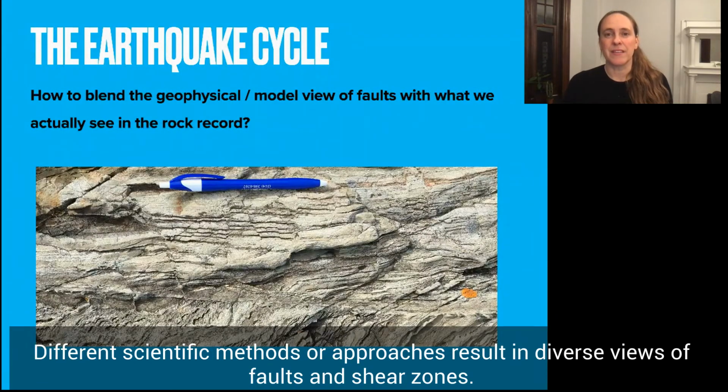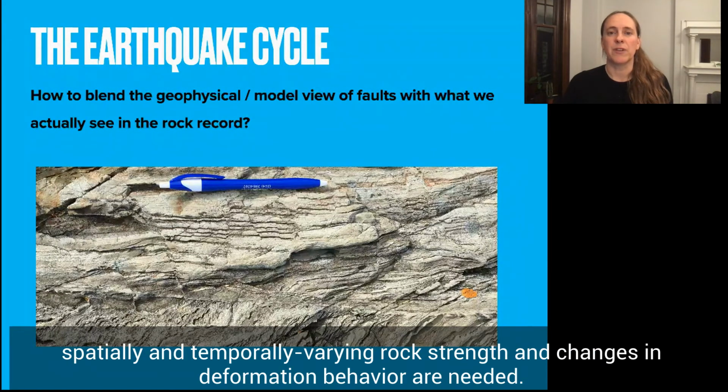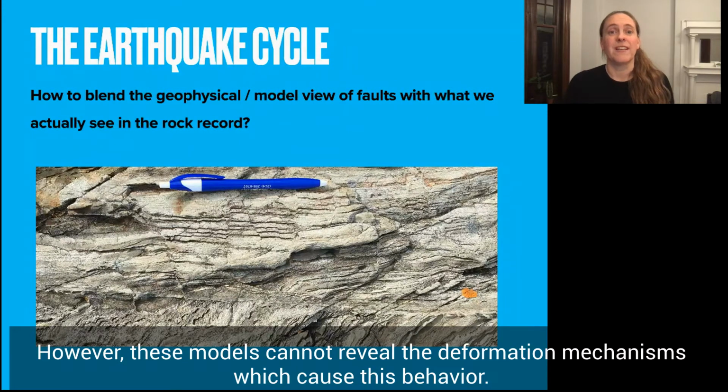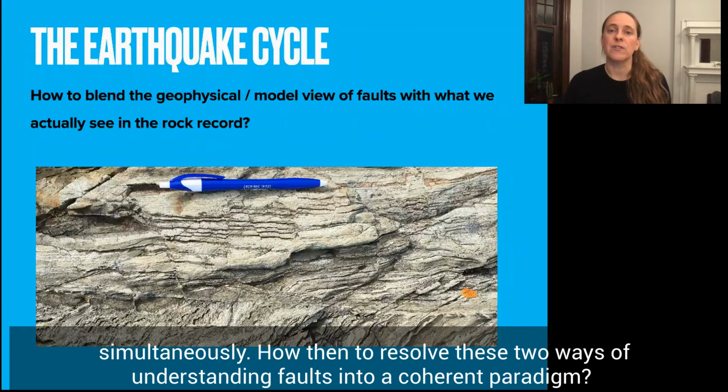Different scientific methods or approaches result in diverse views of faults and shear zones. To reproduce observed fault motions and generate the earthquake cycle in mathematical models, spatially and temporally varying rock strength and changes in deformation behavior are needed. However, these models cannot reveal the deformation mechanisms which cause this behavior. Field mapping of exhumed faults and shear zones shows evidence for numerous brittle and plastic mechanisms which may act simultaneously. How then to resolve these two ways of understanding faults into a coherent paradigm?